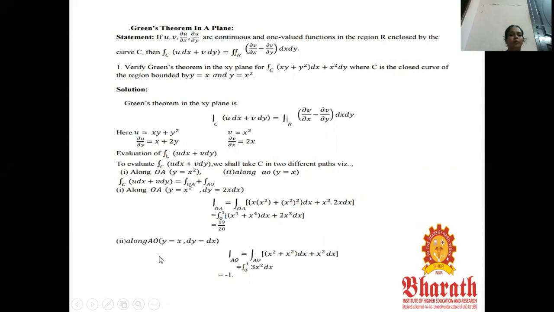This is for along OA. Next, along AO, the line equation is y equal to x, which implies dy equal to dx. So along AO, we replace y by x and dy by dx. After doing that, we get x square plus x square dx plus x square dx. It becomes 3x square dx. Taking the integration, it becomes 3x cube by 3, so the 3 gets cancelled. Substituting the limits, we got minus 1 as the value.